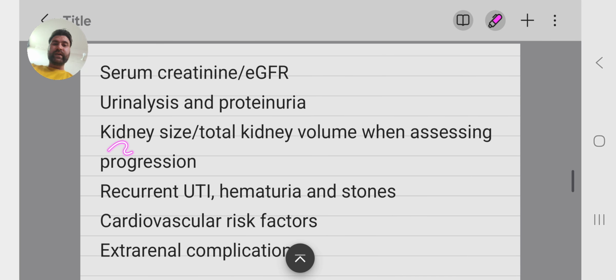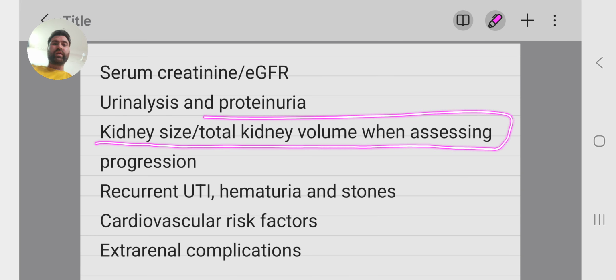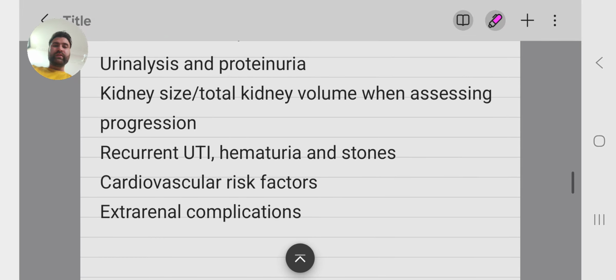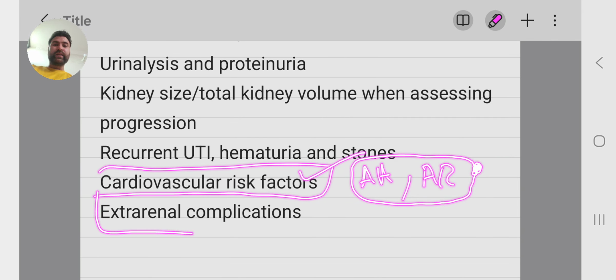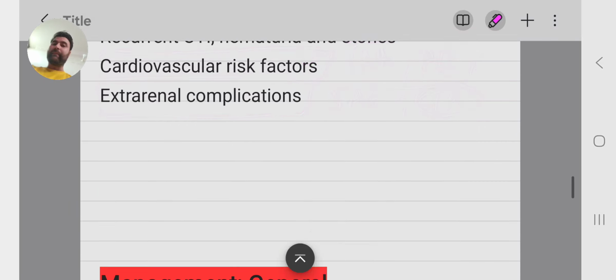Then check the kidney sizes and total kidney volume when assessing progression, and it is done by ultrasonography, and even a CT scan can be done for this purpose. But ultrasonography is the standard for measuring the size of the kidney. Then these patients have cardiovascular risk factors like aortic aneurysm formation and aortic regurgitation. So these patients should have an echocardiogram so that these risk factors are ruled out. And extrarenal complications like subarachnoid hemorrhage should be ruled out. If the patient has a family history of subarachnoid hemorrhage, then you should go for CT angiography or MR angiography.